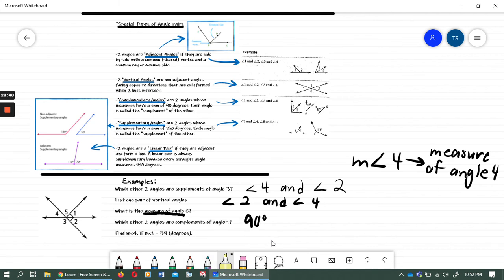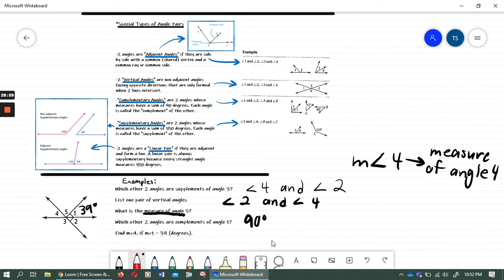So guys, angle 4 is this angle right here. It says to find the measure of angle 4 if the measure of angle 1 is 39 degrees. So let me write that in here. The measure of angle 1 is 39 degrees, right? So this part here is 39.